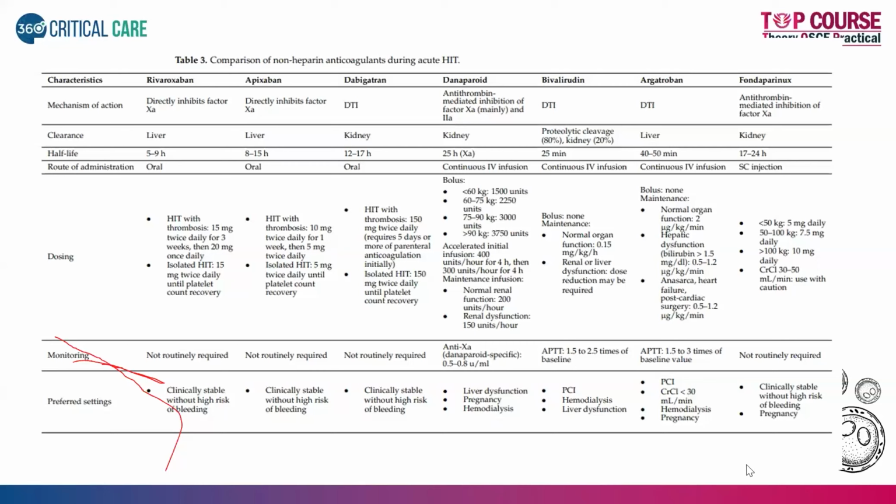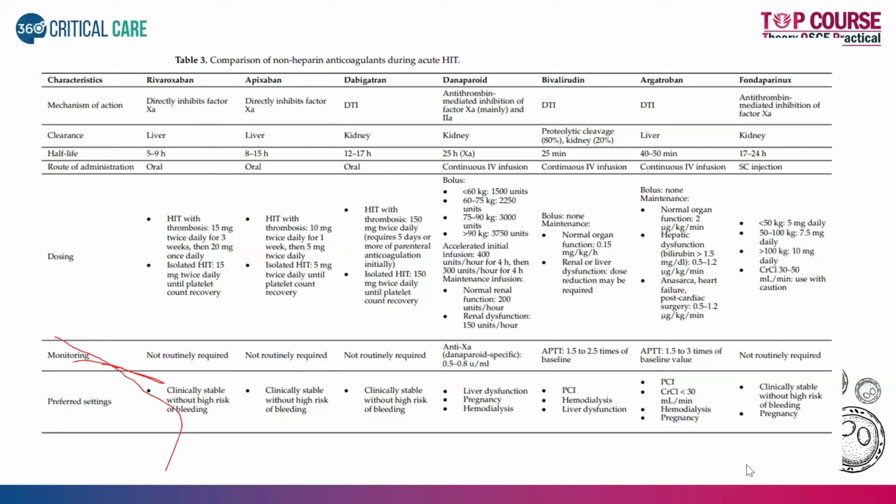IV infusion always requires monitoring. Otherwise, there will be a probability of overshooting, so that is one thing we need to keep in mind. Most of the time we start with bivalirudin or argatroban. The dose for bivalirudin, if organ functions are normal, and even if there is hepatic dysfunction you can use this, is around 0.15 milligrams per kg per hour. And argatroban, the dose is around 2 micrograms per kg per minute. This has to be adjusted based on organ dysfunctions. Once the patient starts improving, then you can switch over to oral.